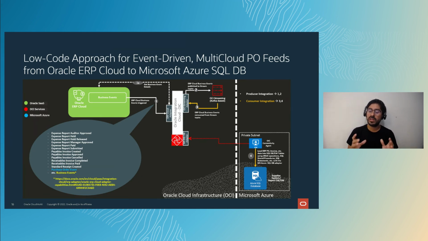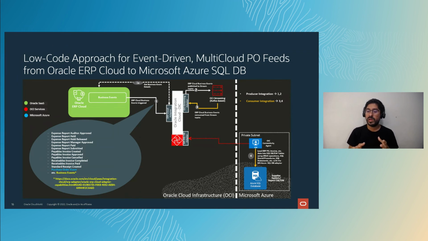Then we use the OCI Streaming adapter in Flow 2 to send those PO feeds, or ERP Cloud business events, to a specific topic in OCI Streaming. Once we have that, we have the first consumer, specific to this solution, which consumes the purchase order feeds from Oracle Cloud Streaming using the OCI Streaming adapter.